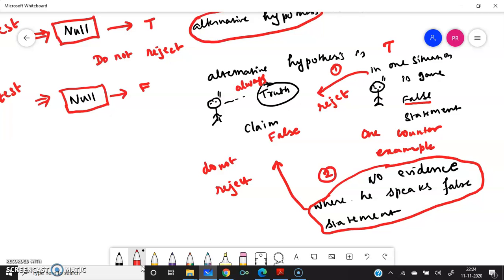In the first case, there is one piece of evidence that he has spoken a false statement. So I am going to reject my hypothesis that he always speaks the truth. Here, boldly I reject it. Here, I am unable to. The second case is, I have never collected evidence where he has spoken any false statement. So I do not reject this statement that he always speaks the truth.